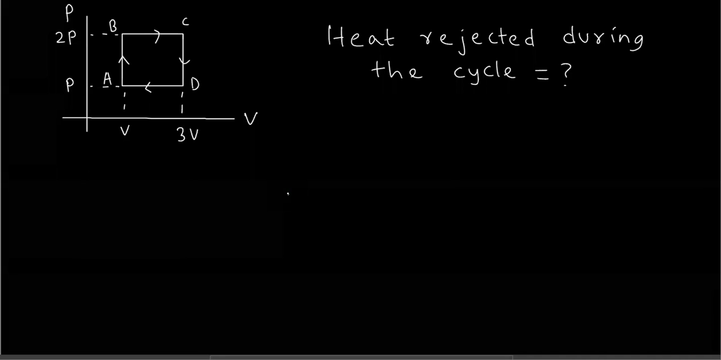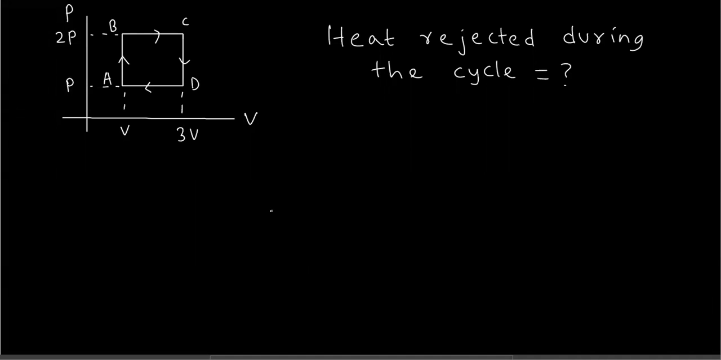Okay, so a PV diagram is given here. Assume that these lines are parallel to the horizontal and vertical axis. Vertical axis is pressure and horizontal is volume. So for the entire cycle, for one cycle, you need to find the amount of heat rejected. Okay, so could you try?